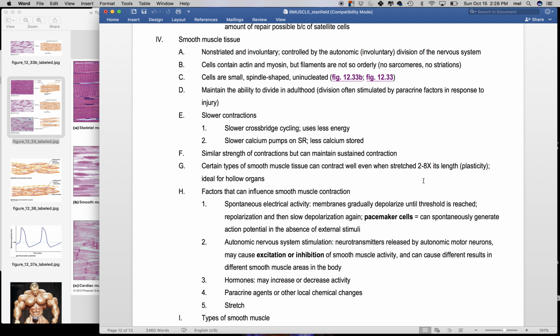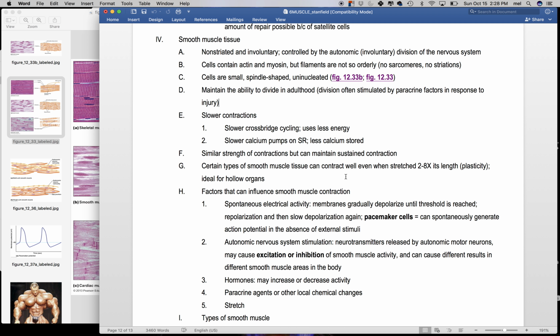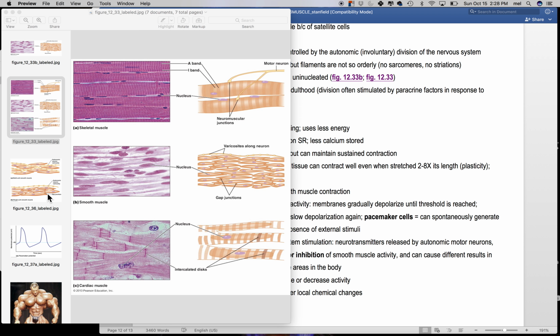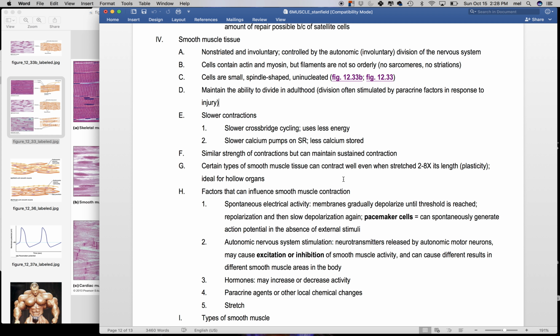So it's non-striated, it's involuntary, it's controlled by the autonomic nervous system or the involuntary division of the efferent nervous system, which is the next set of notes. It does contain actin and myosin, but since the myofilaments don't line up, they don't make striations. So even though there's a similar contraction mechanism, you don't have striations. The cells individually are called spindle shaped, but nobody knows what a spindle looks like. They look like an eyeball, long and skinny, but narrower on the ends than in the middle.